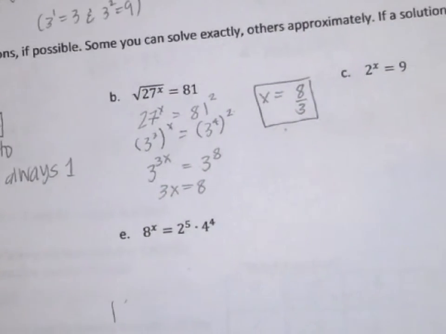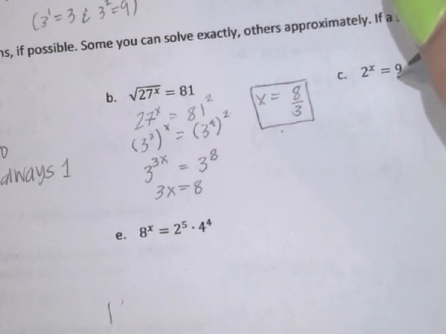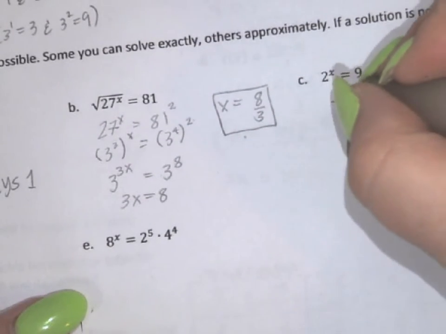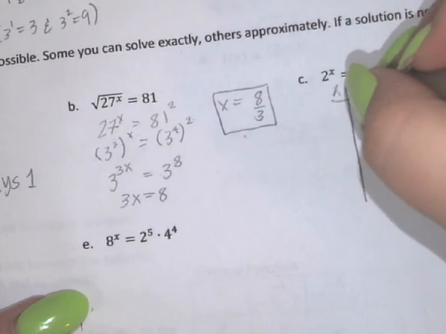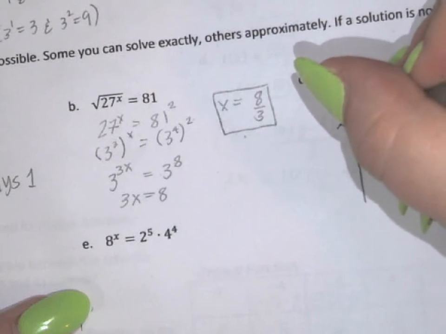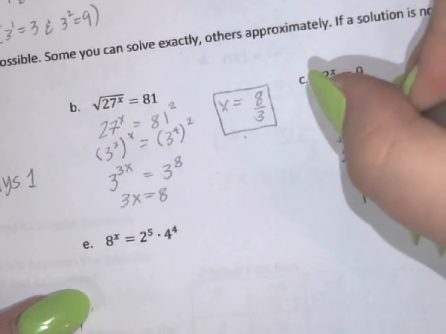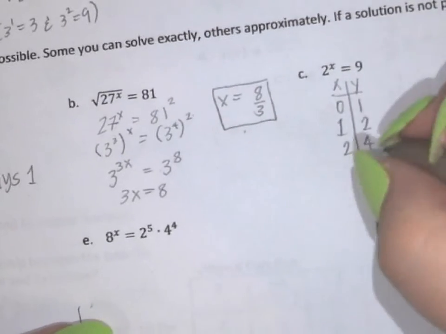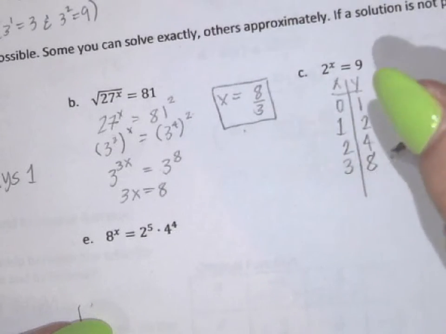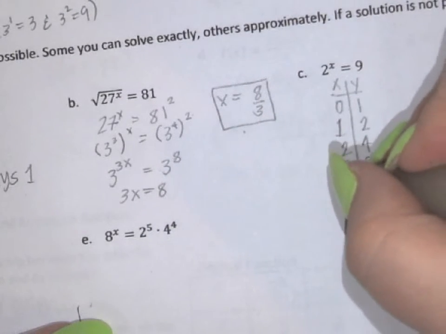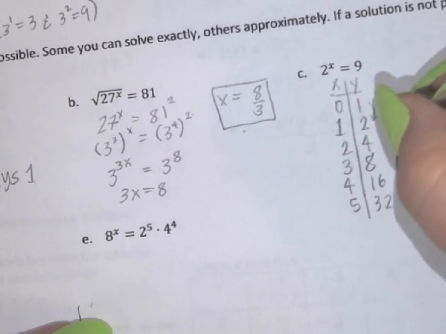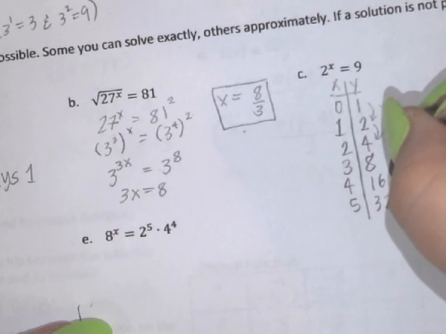Okay, 2 to the x equals 9. You know all the powers of 2, so let's go over those. 2 to the 0 is 1, 2 to the 1 is 2, 2 to the 2 is 4, 2 to the 3 is 8, 2 to the 4 is 16, 2 to the 5th is 32. They double each time.